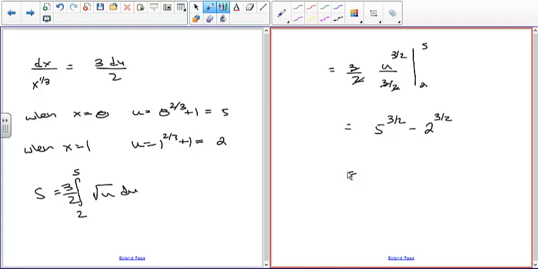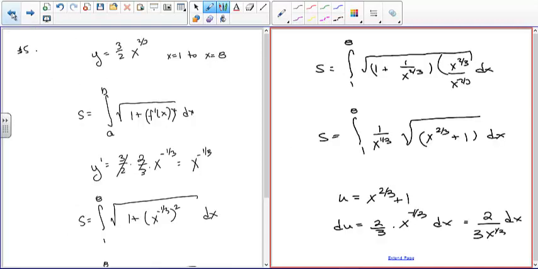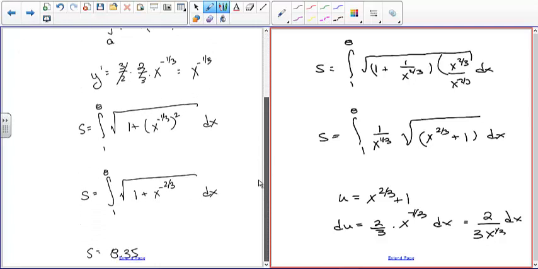So 5 to the 1.5 power minus 2 to the 1.5 power is 8.35, which is the right answer. How about that? So there's more. When we get to trig substitution, save that, because that's pretty impressive.